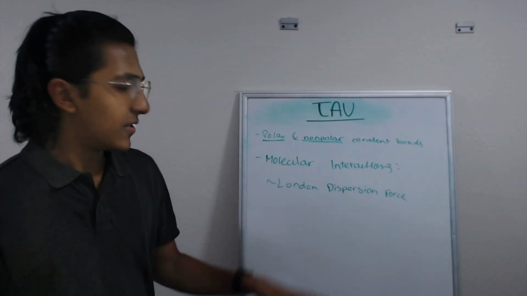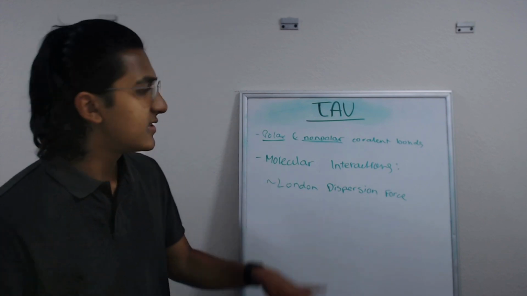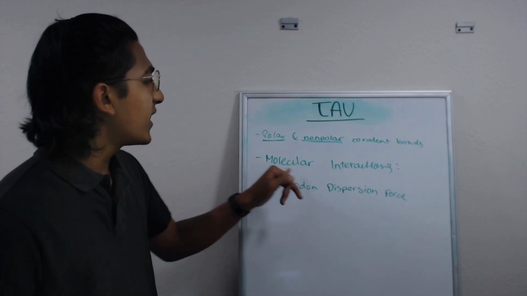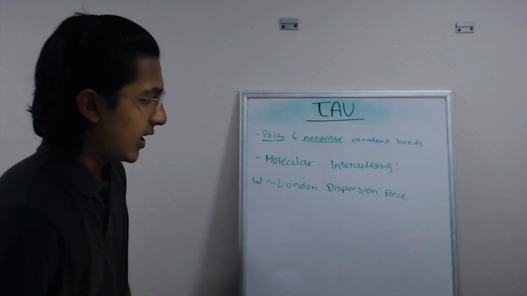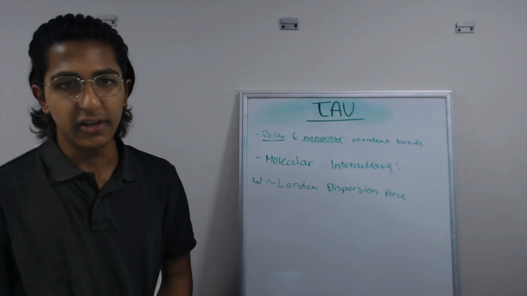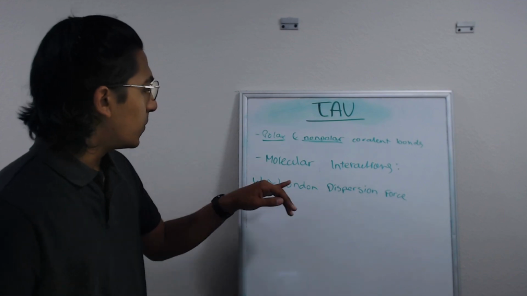London dispersion does not mean the London Bridge is falling down. It's just a name of the weakest type of molecular interaction. It is the weakest type of molecular interaction. What do I mean? What happens?